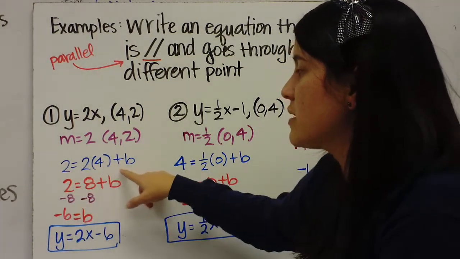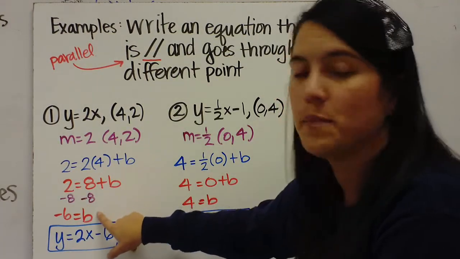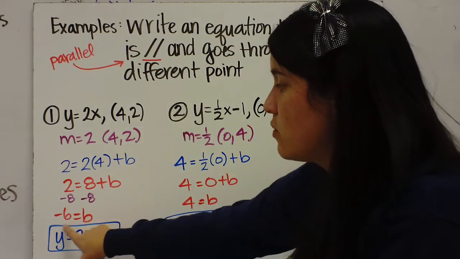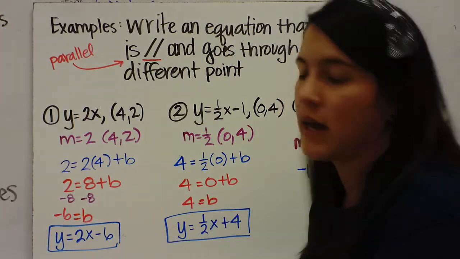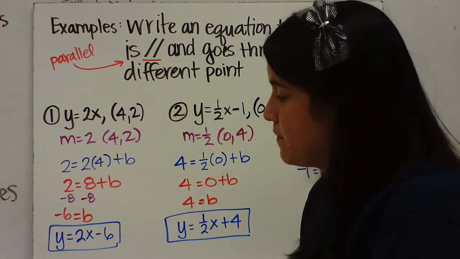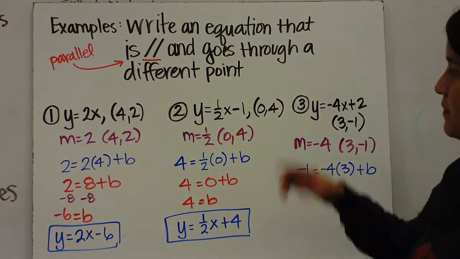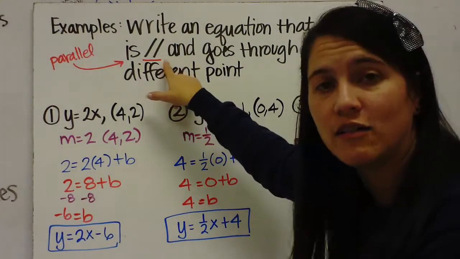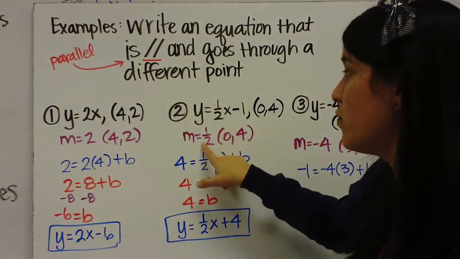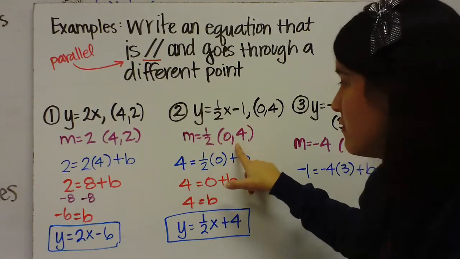That's only with perpendicular. With parallel lines, they stay the same. I plug it into my slope-intercept form. I solve for b. In this case, b equals -6. Once you find your b value, you can plug it into your equation. Example 2. The slope is 1/2. Since I want a parallel line, I'm going to keep a slope of 1/2 and a point.